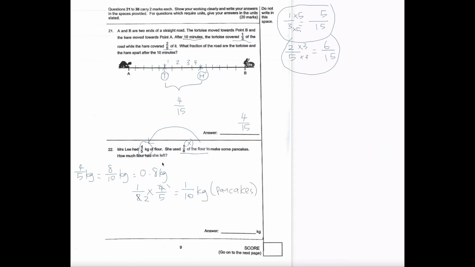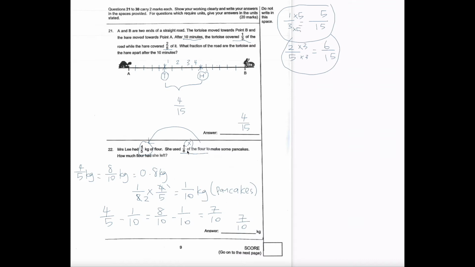And then how much flour has she left? At first she has 4/5 kg, right? So we take 4/5 minus away how much she used. My answer, 8 minus 1, is 7 out of 10. Got it? It's just 7 out of 10.